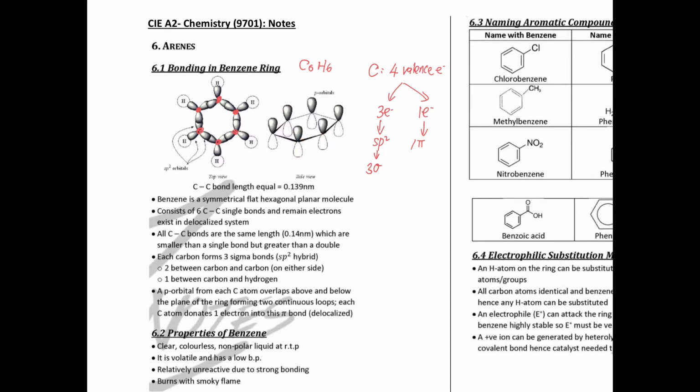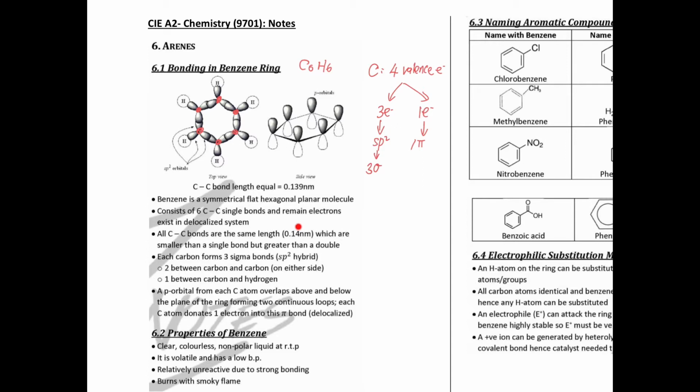Okay, now next, all carbon-carbon bonds are the same length, 0.14 nanometer, which is smaller than a single bond but greater than a double bond. Okay, so they give this length because they want you to know that this length is actually in between a single bond and a double bond. A double bond is stronger compared to a single bond. So the bond which is stronger, the bond length is shorter. So a double bond is shorter than this. A single bond is longer than this.